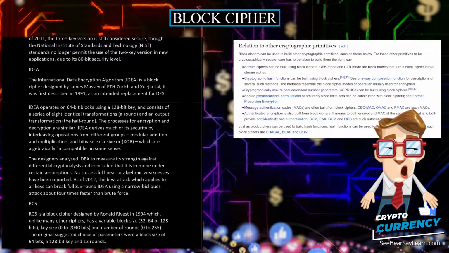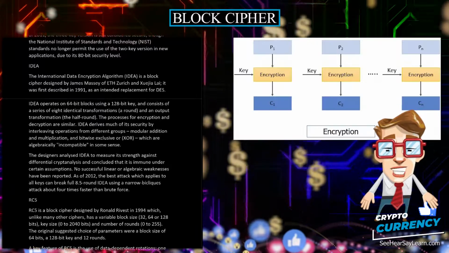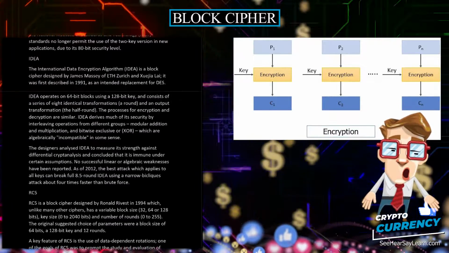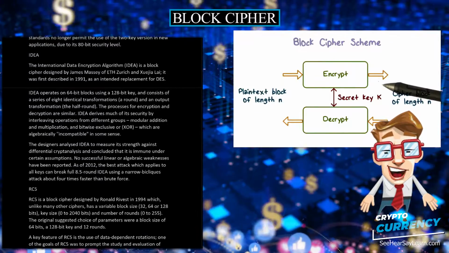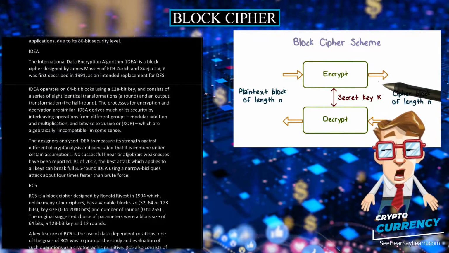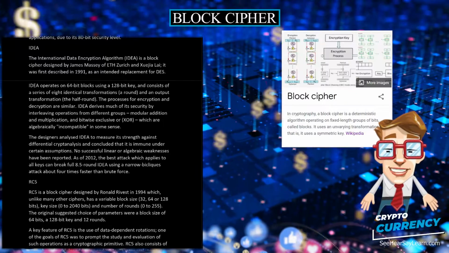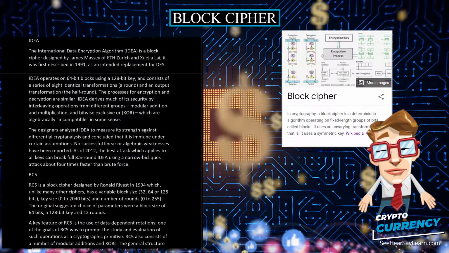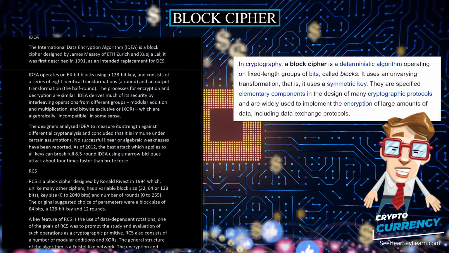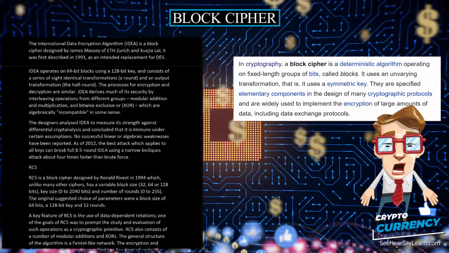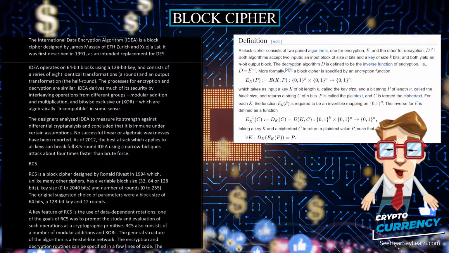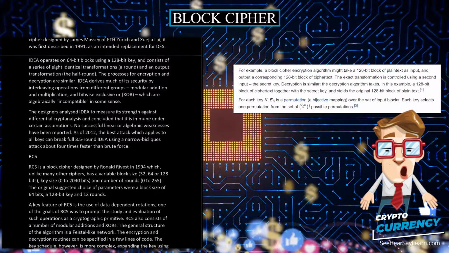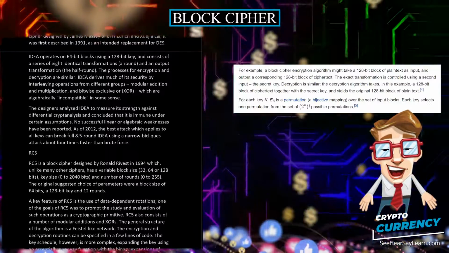RC5. RC5 is a block cipher designed by Ronald Rivest in 1994 which, unlike many other ciphers, has a variable block size (32, 64 or 128 bits), key size (0 to 2040 bits), and number of rounds (0 to 255). The original suggested choice of parameters were a block size of 64 bits, a 128-bit key and 12 rounds.